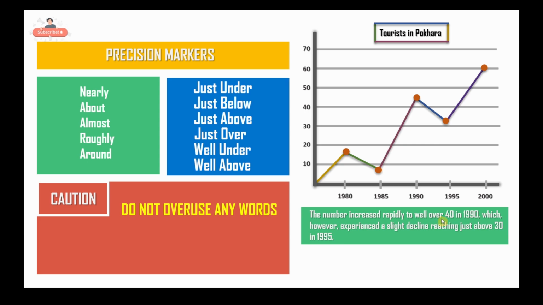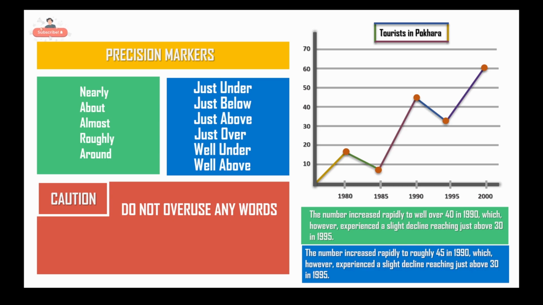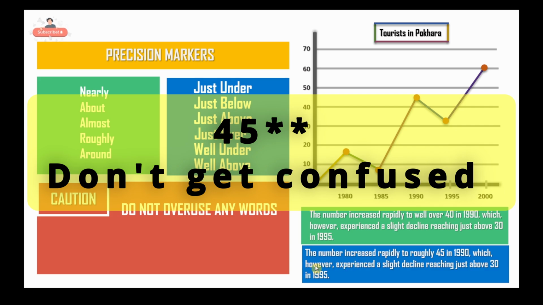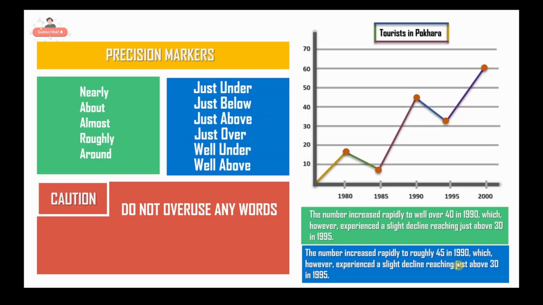Read this again. I repeated the same style of explaining the data, and I did it in one sentence, so that's wrong. I'll make you understand this with this example. Read this example. The number increased rapidly to roughly 40 in 1990, which, however, experienced a slight decline, reaching just above 30 in 1995. So what you need to do is make a good combination of right and left side words, but please don't use nearly, about, approximately.